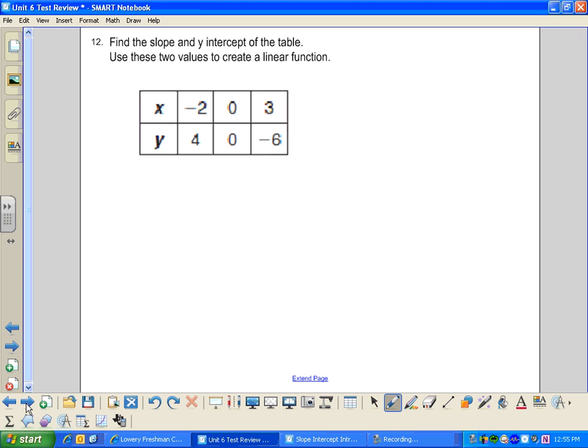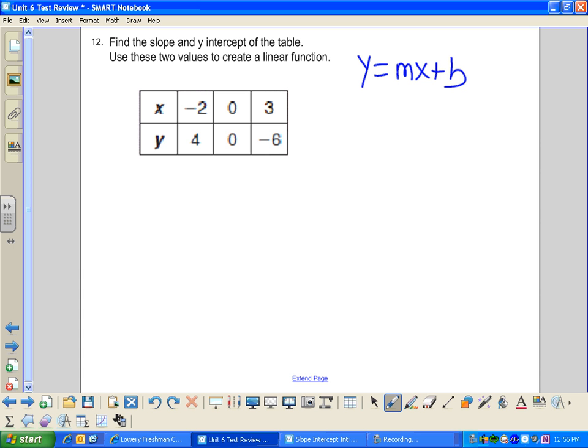Find the slope and y-intercept of the table. Use these values to create a linear function. Ooh, I get to write a linear function. So in order to write a linear function, I've got to find my slope and my y-intercept. And then I can write it in y equals mx plus b form.